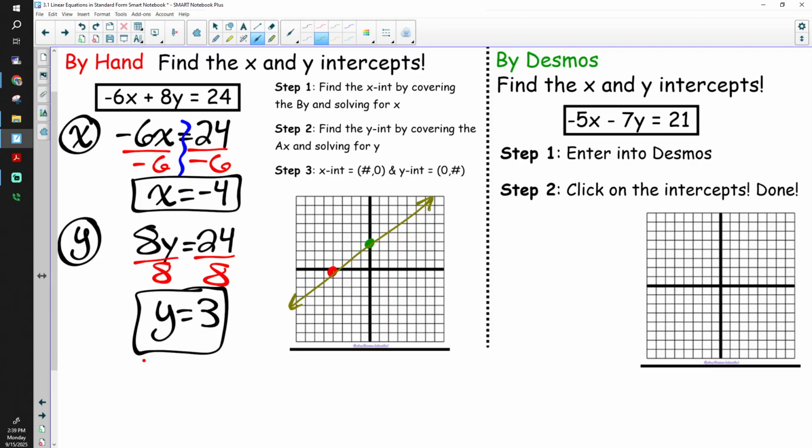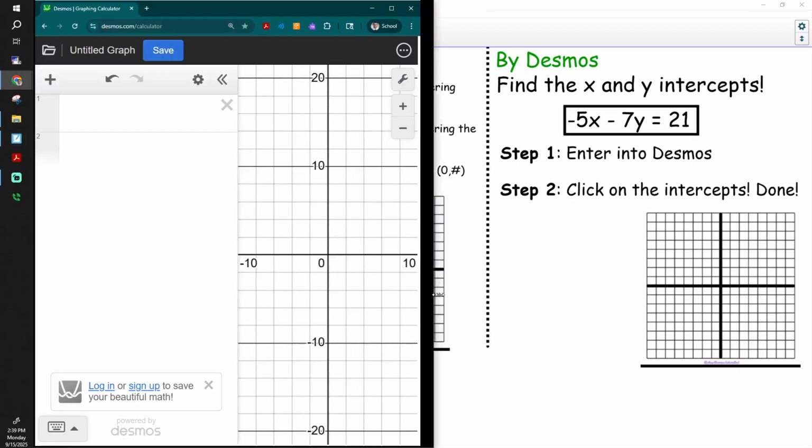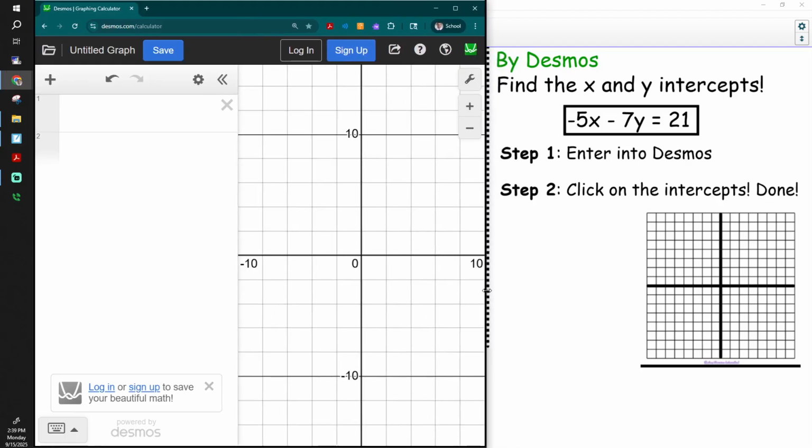So make sure you have Desmos open in front of you. I'm going to pop it open. Watch, it's not hard. Okay, to do this in Desmos, step 1 is type it in. Type in the standard form. Negative 5x minus 7y equals 21. And what pops up? There's my line.